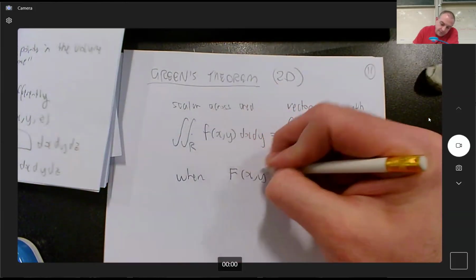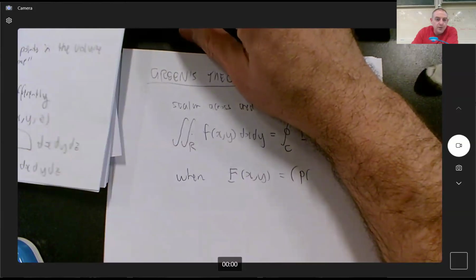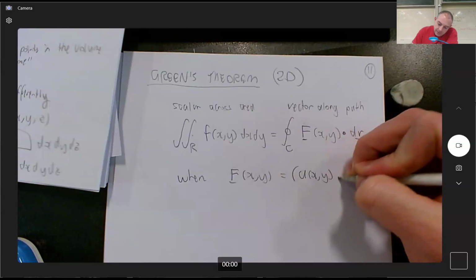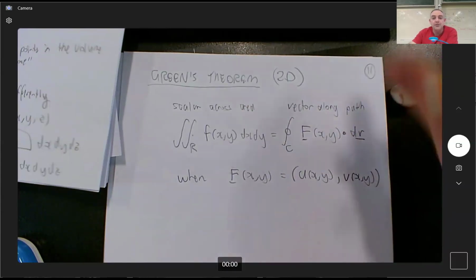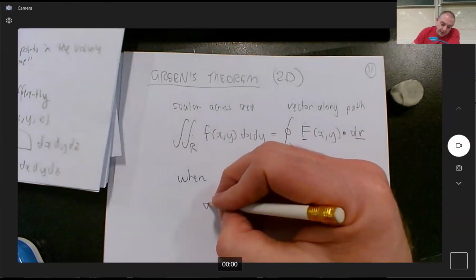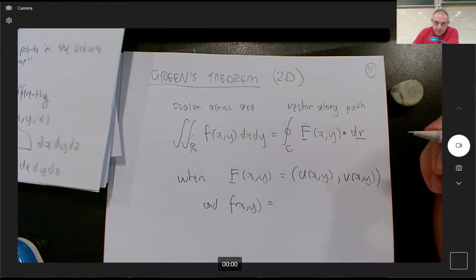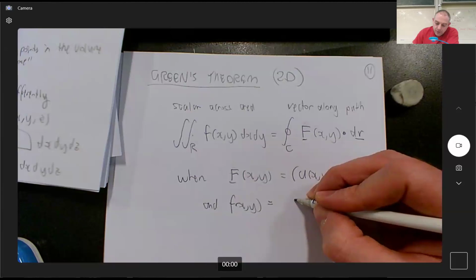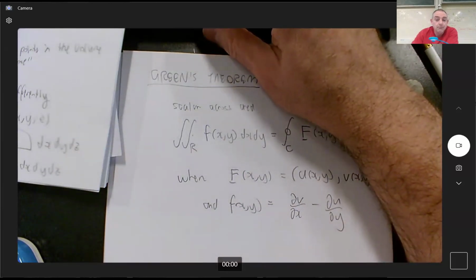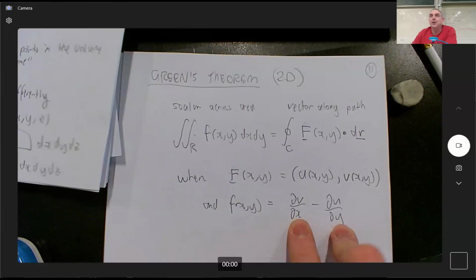When f of xy is p, just a second. I want to see what your lecturer calls it. It's probably called U and V, isn't it? Yep. It is U of xy, comma, V of xy. They are the two coordinates of this vector function. It produces two coordinates. And f of xy is, now bear with me. They're both here. I'm pretty sure it is dv on dx minus du on dy, but I will just check that. It is. And I remember that because the x and y are in the correct order.